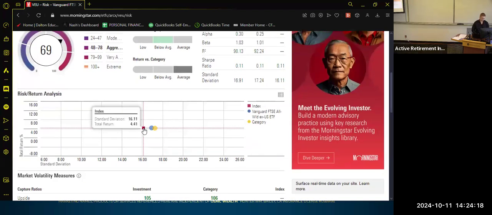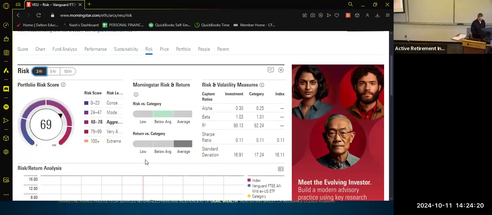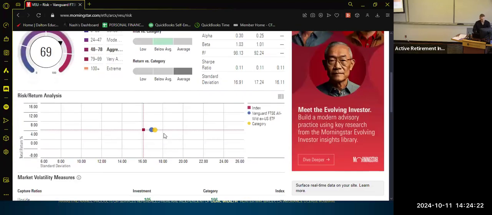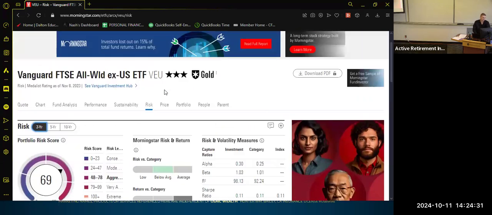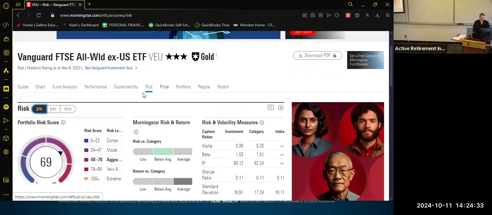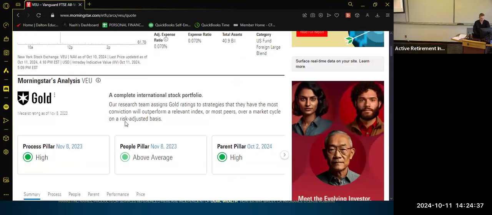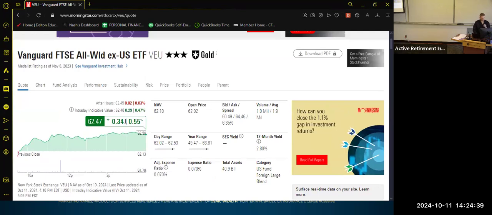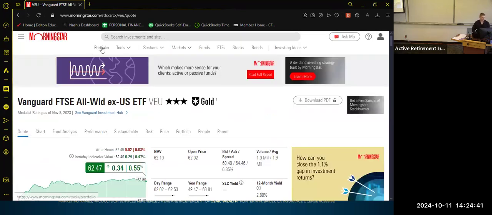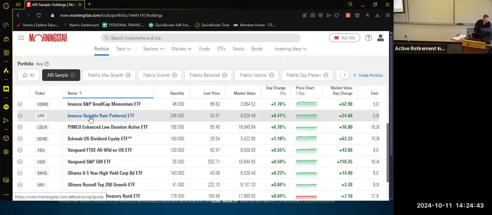You can see that the index is actually doing pretty well. I'm curious what index that is, but you can see that it's slightly less volatile than its category and returning slightly, just a little bit more, which is what we want. Yeah, I think it is an index fund. Yeah, exactly. But just little bits of difference are nice. Just don't know if we have any other active ones to look at.